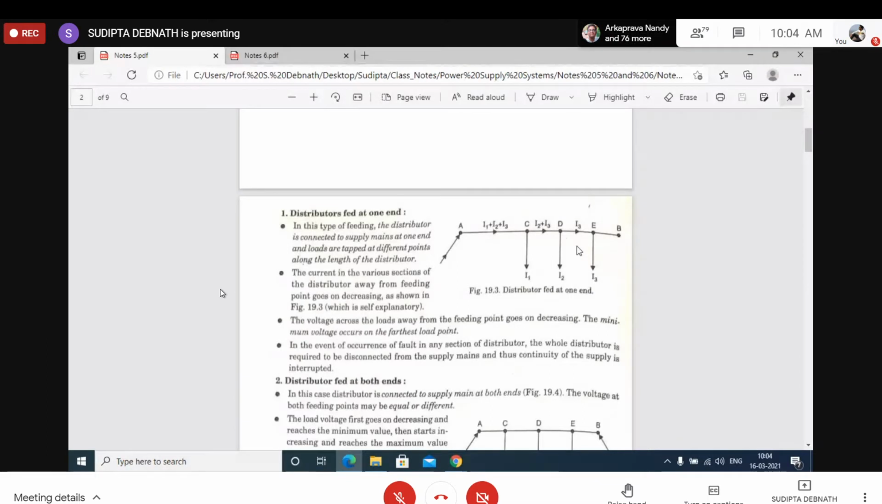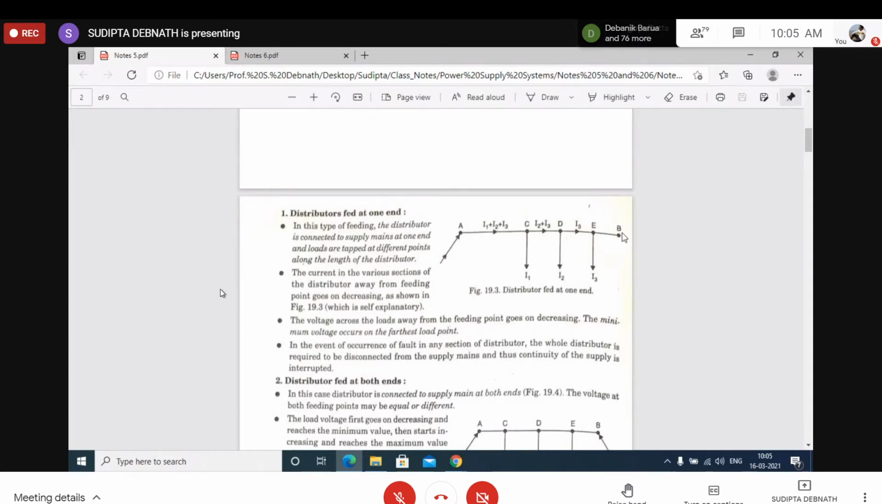The voltage drop at the farthest end should not exceed a limit. Sometimes when the distributor is fed at both ends, somewhere in the middle the maximum voltage drop will occur. But it is generally designed on the basis that voltage drop should not exceed 6% at the farthest end, mainly in the urban areas. In the rural areas, it is still less.